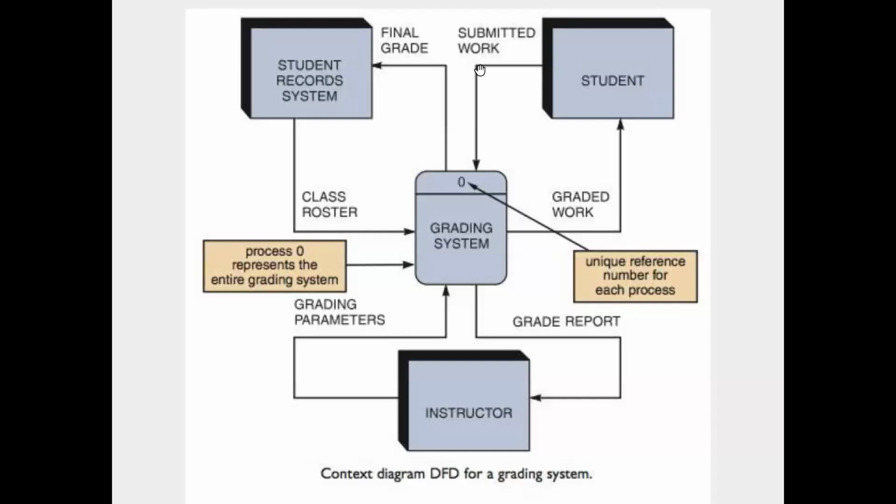And here, when you're representing data flows, remember you should use nouns. Here we will get the final grade. And here we will get the class roster. And here we are sending graded work. We are getting in submitted work. Then the instructor is the one giving grading parameters, and then you will get a grade report.